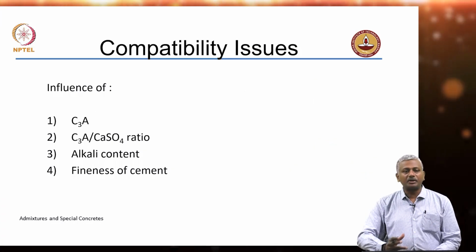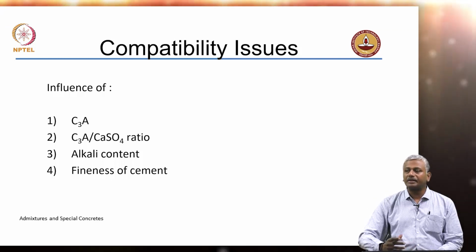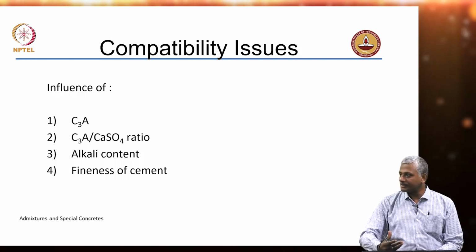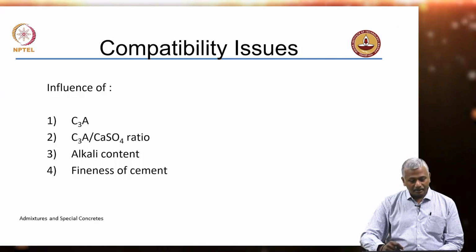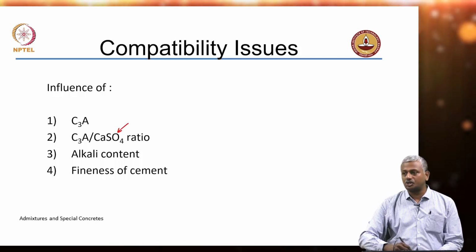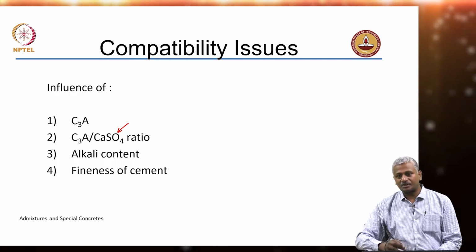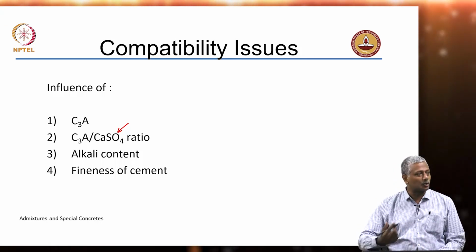So, the important aspects that really affect compatibility, and if you want to break down chemically and physically, C3A is obviously very important because that is the one which participates in the early part of the reaction. And it turns out more than C3A, it is the calcium aluminate to calcium sulfate ratio or sulfate ratio, not calcium sulfate, because the extent to which sulfate is available is governed by the solubility of the calcium sulfate.